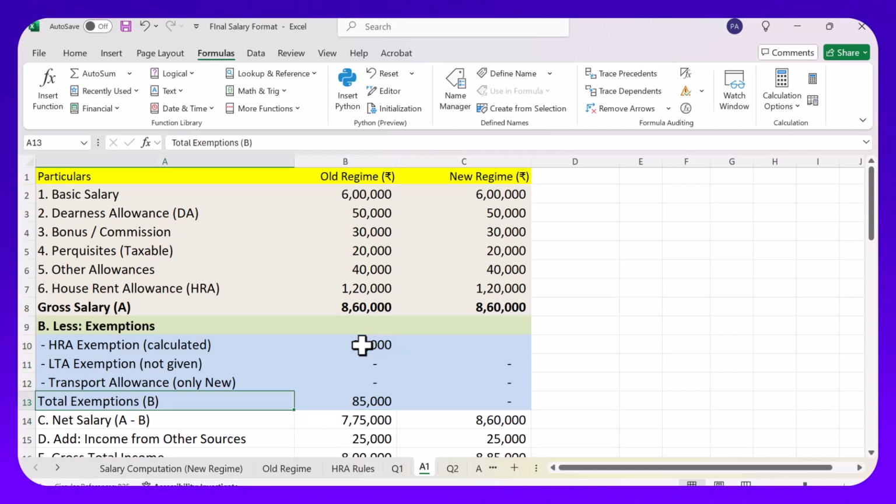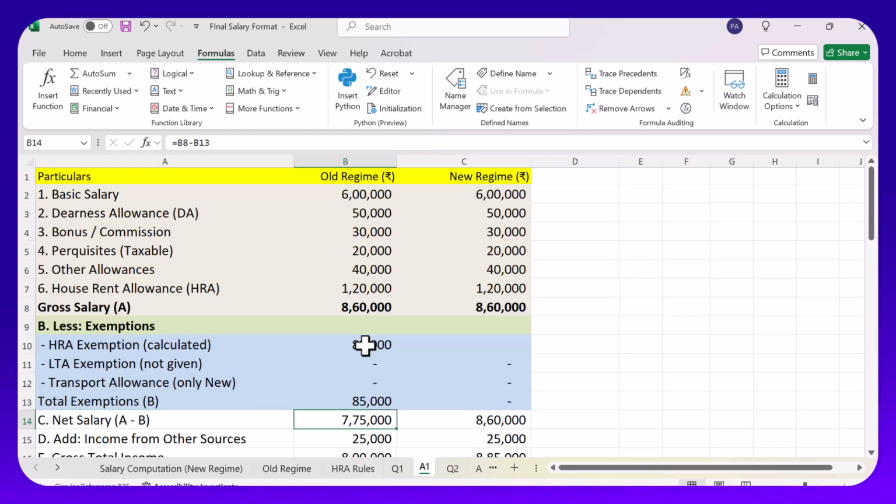Okay, so then there is no LTA. It is not given in this question. So there is no LTA given, no transport allowance given. So the net salary will be 7,75,000 in the old regime. In this regime, up to the level of gross salary, it's the same. But in case of an old regime, if you are staying in rented accommodation, then you will get an exemption for the rent you have paid. So not all of the HRA will become taxable. Up to a certain amount, you will get exemption. So we have given the exemption, and the net salary will now differ in both cases.